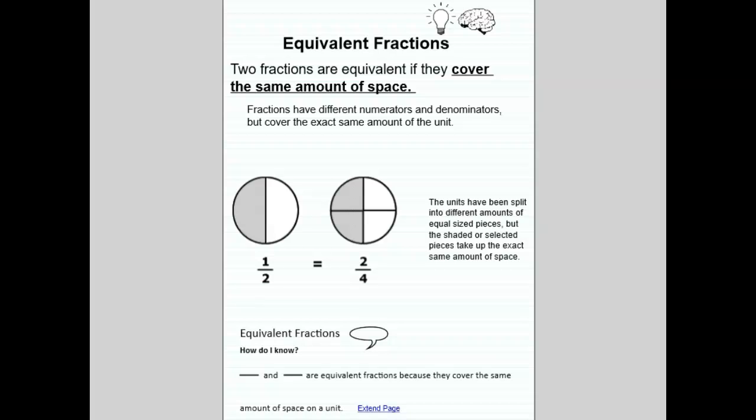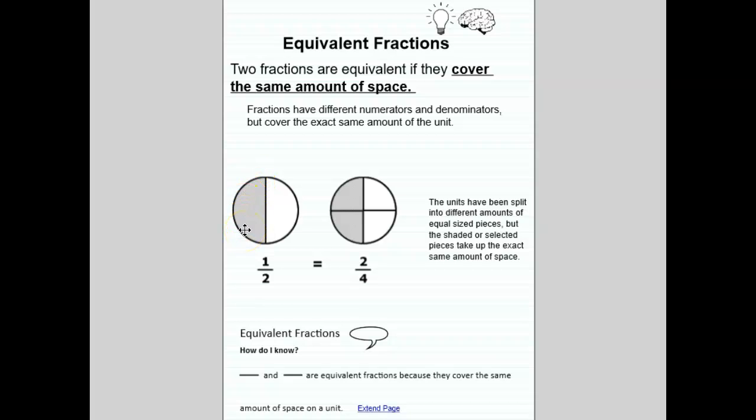We know our new learning today is all about equivalent fractions, or fractions that cover the exact same amount of space. So 2 fractions are equivalent if they cover the exact same amount of area on a unit. So when fractions are equivalent, they have different numerators and denominators, but they manage to cover the exact same amount of space on the unit. Let's start with 1/2. So this fraction right here represents 1/2. It's covering half of the unit. One of the 2 equal pieces is shaded.